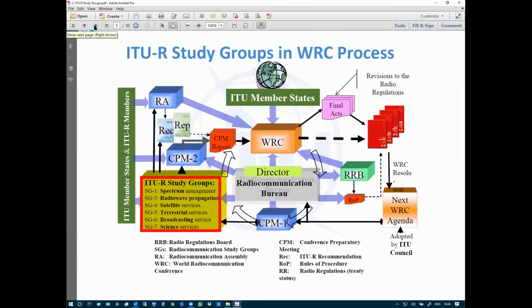Then we have discussed this slide, and it is the contributions of the ITU-R study groups. Later on, I'm going to present something about the process for preparing a World Radiocommunication Conference, and then give you more detail about the CPM activities.